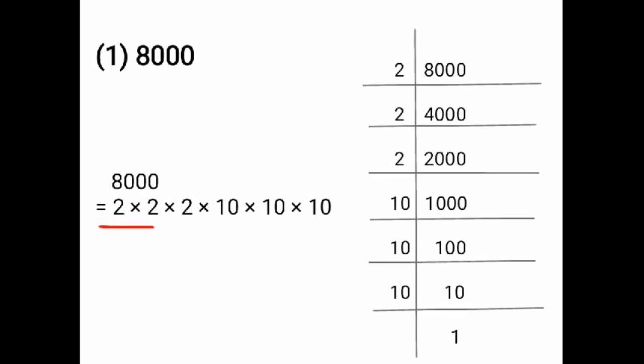That is, 8000 is equal to 2 into 2 into 2 into 10 into 10 into 10. 2 into 2 into 2, make it one group. 10 into 10 into 10, make it the other group. You have to underline. 2 into 2 into 2 means 2 cube. 10 into 10 into 10 means 10 cube. Now here both numbers 2 and 10 have the same index 3.